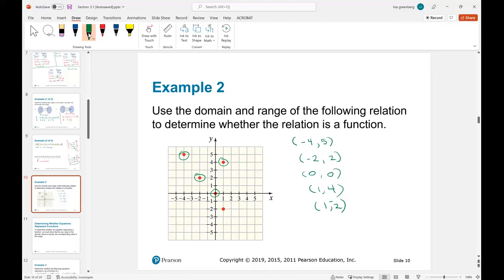Now, without really doing much more work, I can see that for x equals 1, I don't know which value I'm supposed to pick, right? It's not a function because if I ask you, when x equals 1, what is y equal? Well, you'd have to say 4 or -2. And that's not a function because we have to be able to say one place it goes.